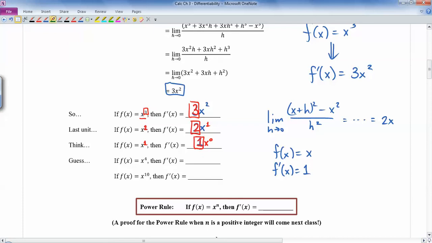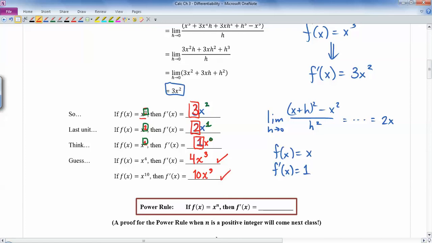Not only that, notice that these powers are always 1 less than the powers that show up over here. So if you had to guess, if I gave you the function x to the 4th and asked what's the derivative of that, you might guess, let's bring the power down in front, 4, and then say x, and then lower the power by 1. And that turns out to be correct. And if f of x equals x to the 10th, let's bring the 10 down and then lower the power by 1. And that turns out to be correct too.